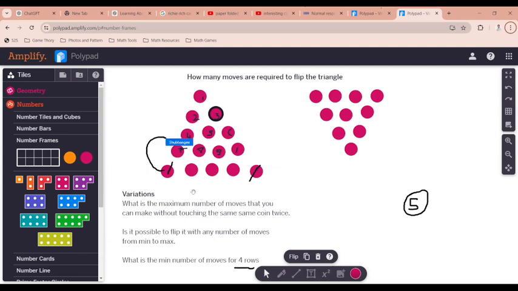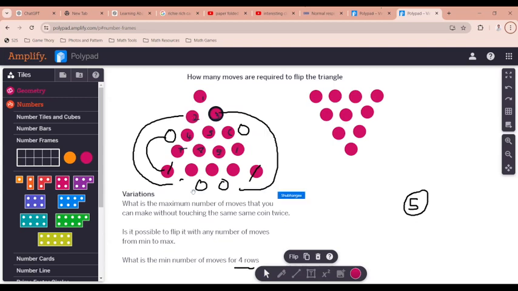This will go here. This will go here. 1, 2, 3, 4, 5, 4. And these 2 will come down. And then this one will come here. 3 plus 2, 5, yeah. 1, 2, 3, 4, 5, 4, 3, 2, and 1.